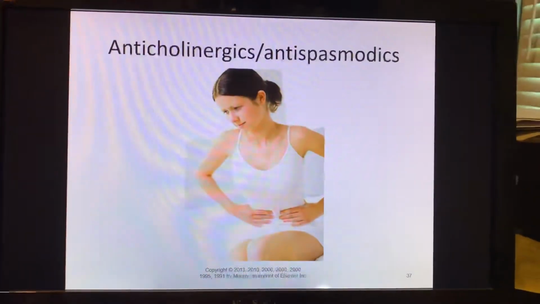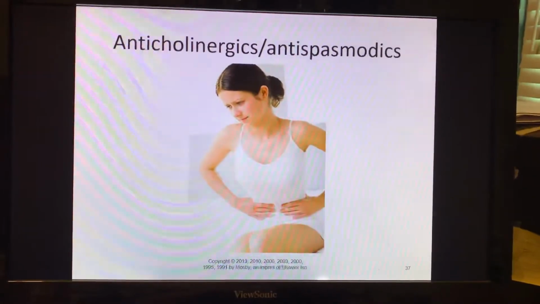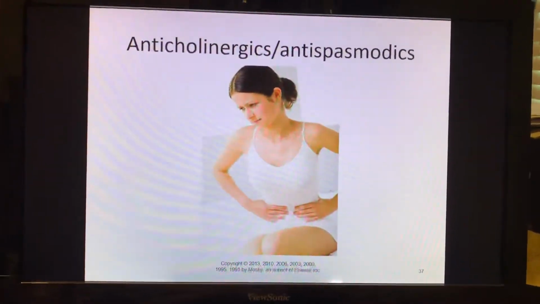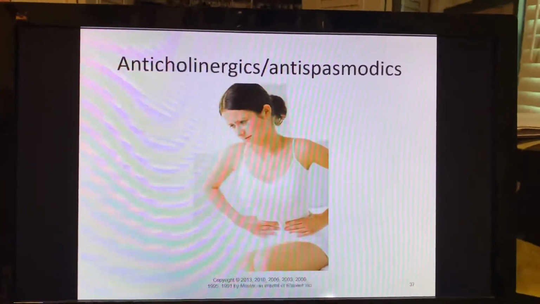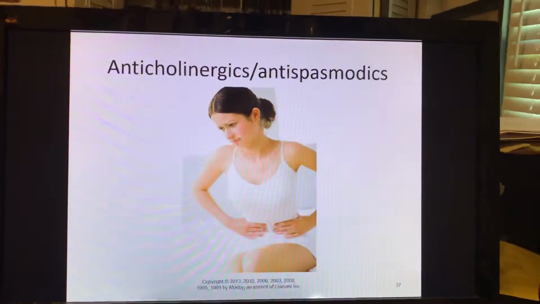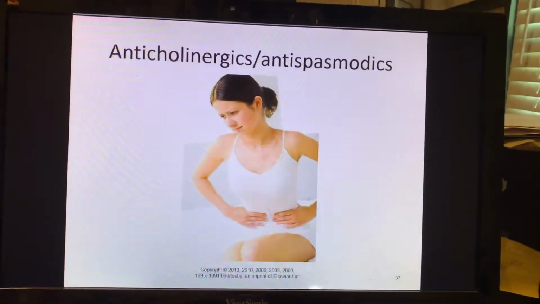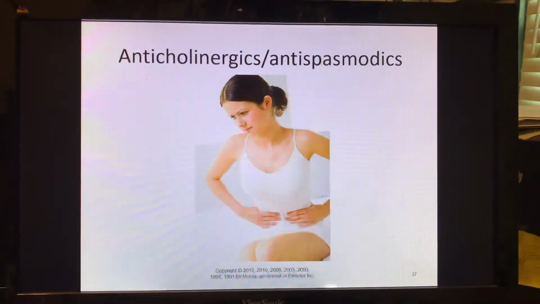We just got done talking about constipation and laxatives. Now we're going to talk about the totally opposite problem, diarrhea, abdominal pain, and spasms, and drugs that take care of those. And of course, these include the anticholinergics. You can't get away from them no matter what body system you get into.